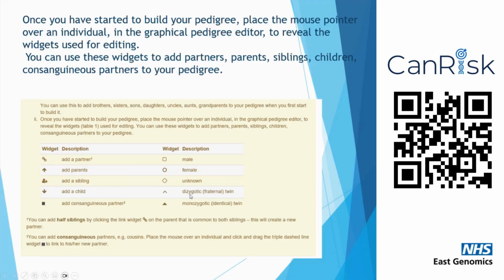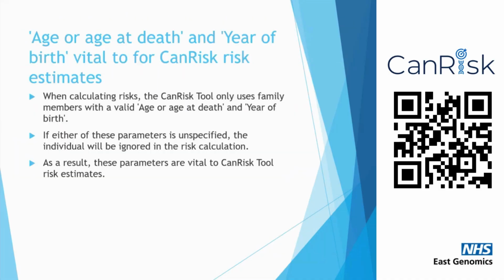You can also add in twins, either identical or non-identical. If you don't know the sex, there's a diamond that can be used, and then there's female and male. You can add in half siblings by just adding a new partner to your parent, and then adding the half sibling that way. As I say, try and include as much information as you possibly can, because that will help make the accuracy of the calculations greater.